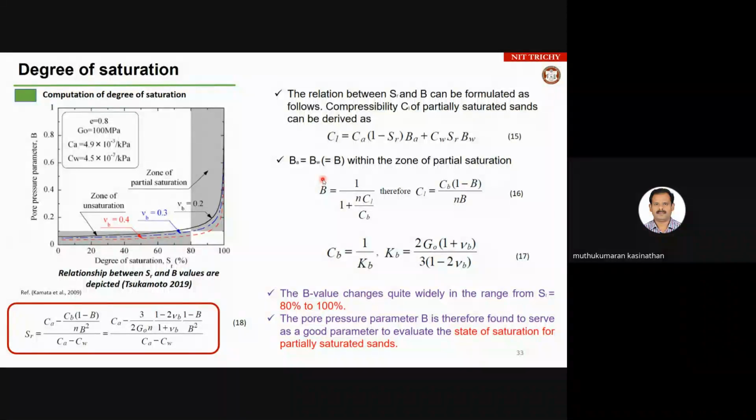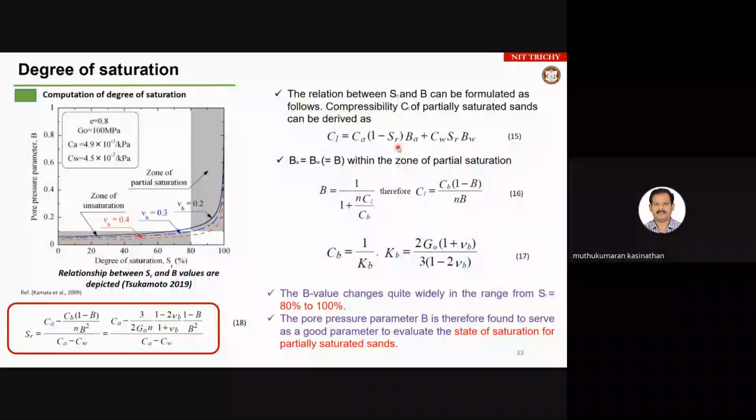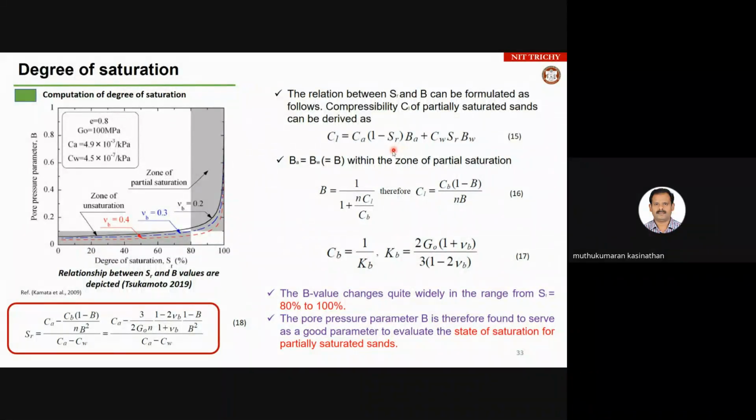When B is close to 1, the soil is in a fully saturated state. When B is less than 1, you have air bubbles within it, so the degree of saturation is going to be reduced. You can see here, if the degree of saturation is less than 80%, the effect of saturation is almost not significant. But when the degree of saturation moves from 80 to 100%, you have a huge variation in the pore pressure.